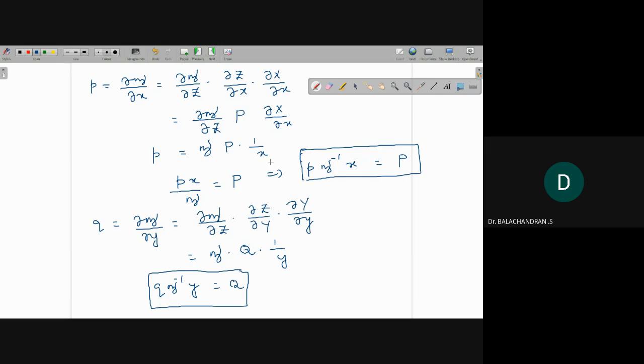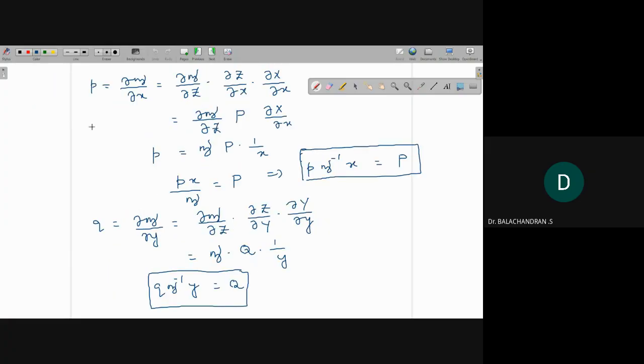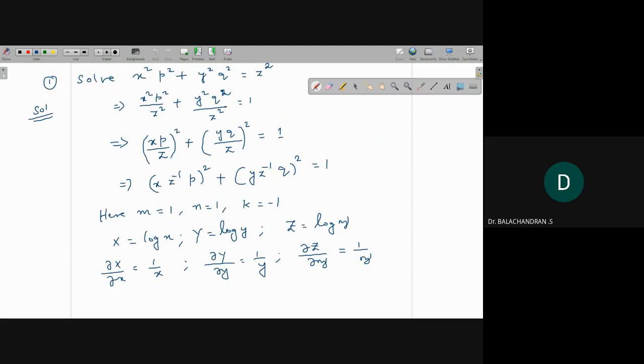Now suppose you don't get this expression here, that means your substitution is wrong, or you chose the partial derivatives wrongly. Now, next I call this equation number one.